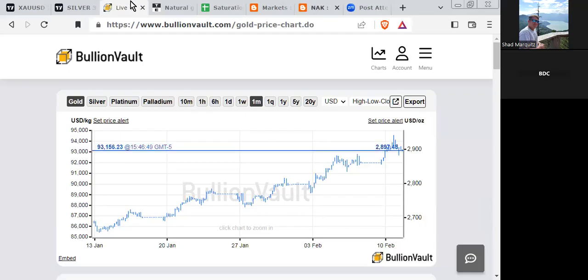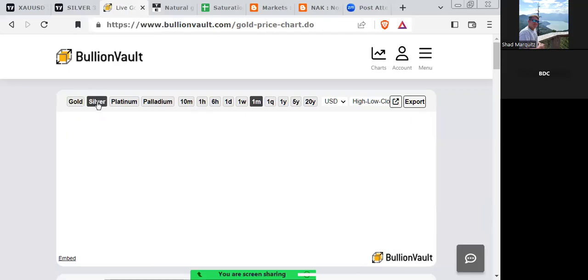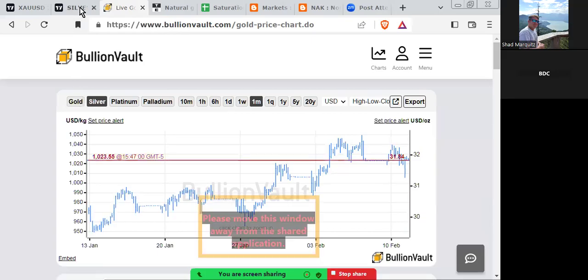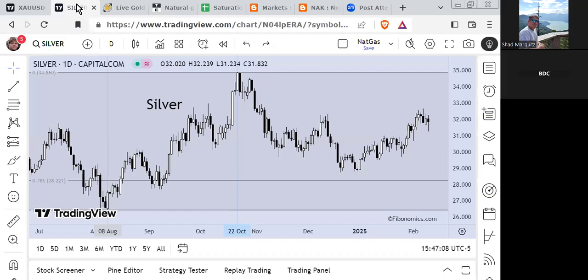Absolutely. Let's check out the silver chart, because it's a lot different chart than gold, and I'd be curious to get your technical thoughts on it. All right. I'll just bring it up here real quick so you can see it on a 1 month basis. But this is longer term here.